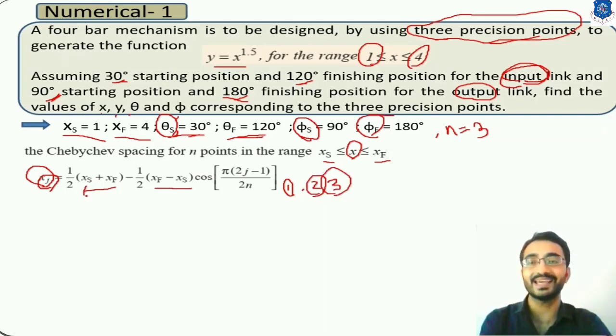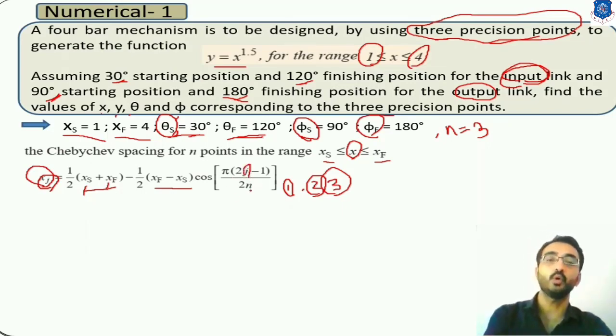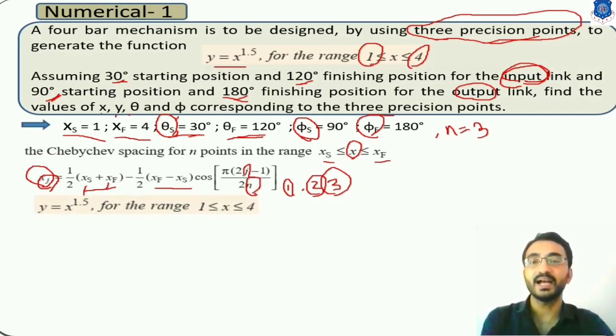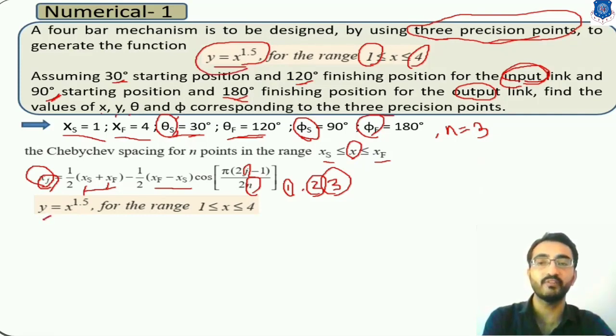Over here xs and xf are given. Similarly pi is a constant term, j we will put with the values 1, 2 and 3, and n is given in our data as n is equal to 3. Similarly, we can calculate the function y, which is given in our data as y is equal to x power 1.5. By putting various values of x we can calculate different values of y.